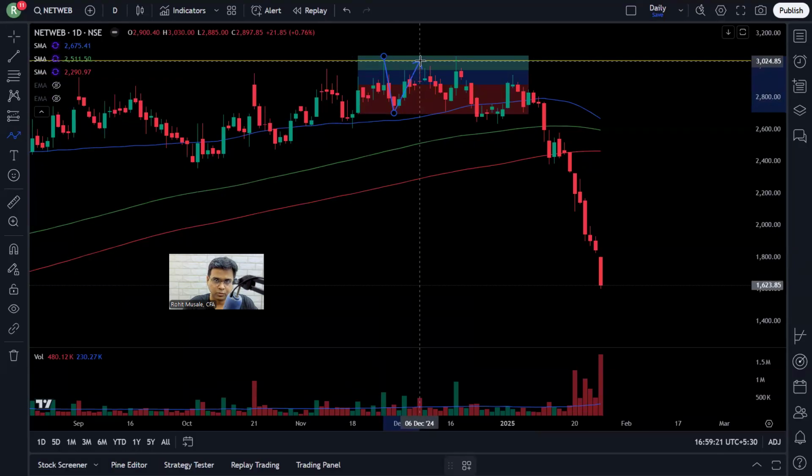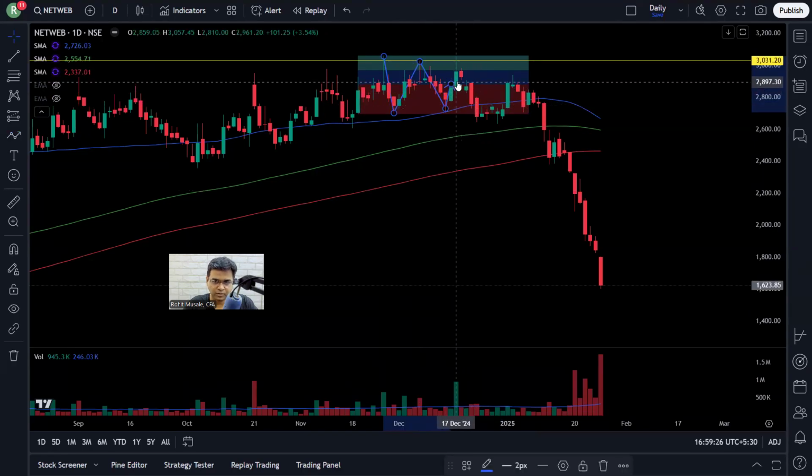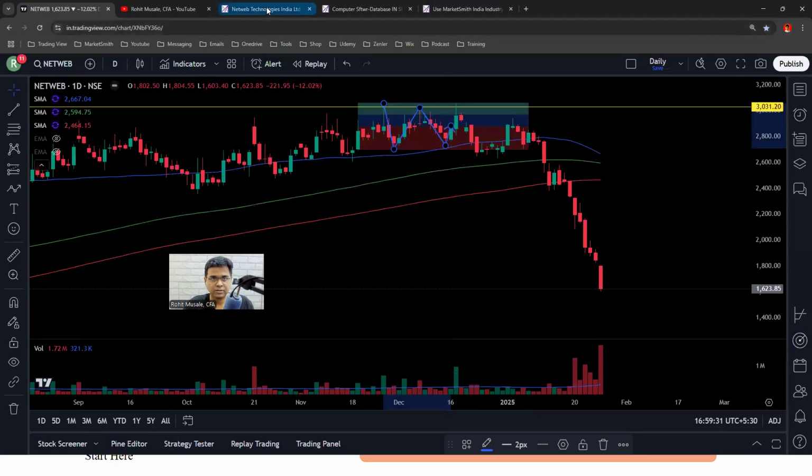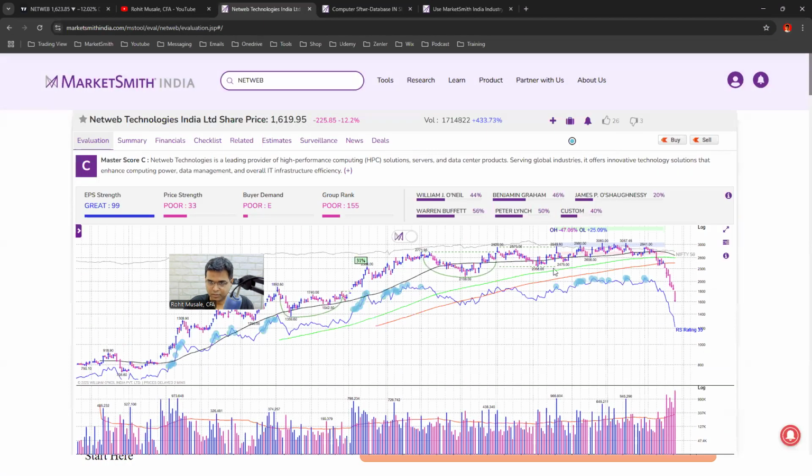That's 0.2, that's 0.3, that's 0.4, and that's 0.5. So nice base. So let's look at 17 December, right? I did not take a trade on 17 December. See, where is 17 December? Here. What's the relative strength on 17 December?